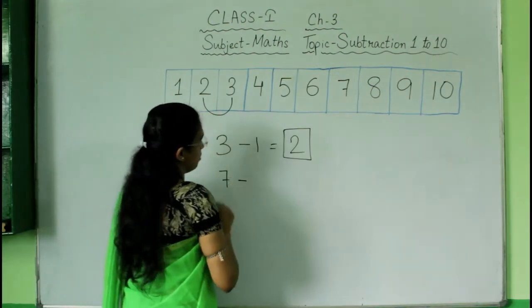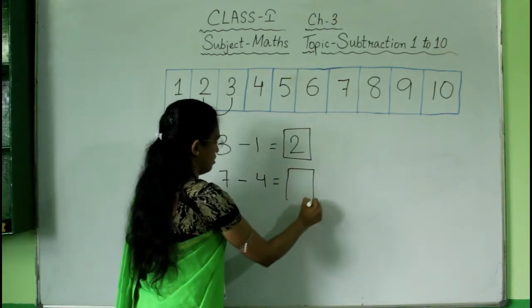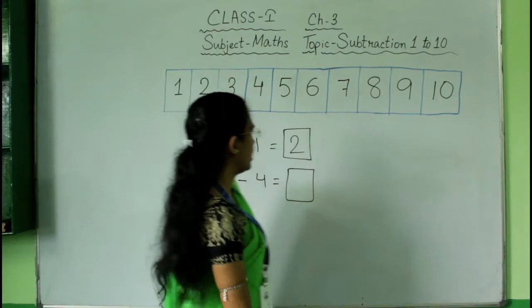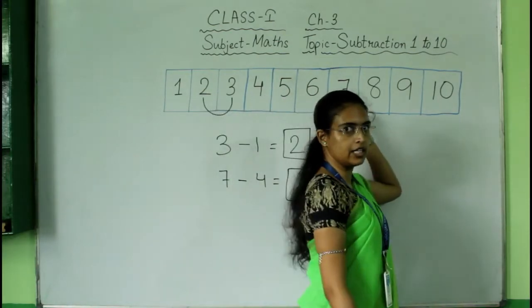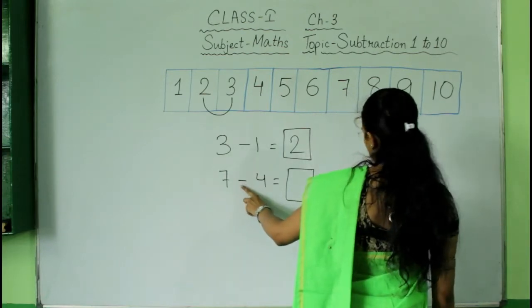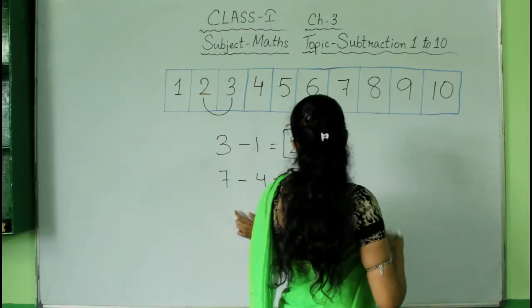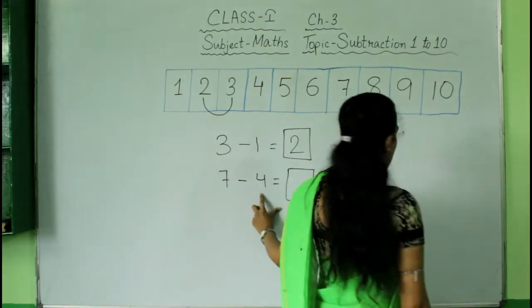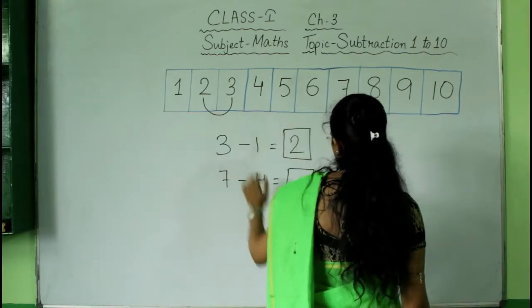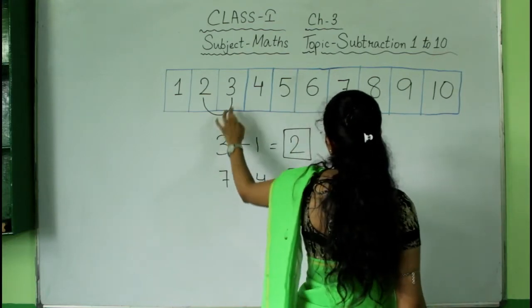Now I will give you another example. 7 minus 4. Now what we have to do? We have to subtract. So I will go forward. No, I will go backward. So how many back steps I have to take? 4. So I have to take 4 back steps. Okay. From 7 I have to take 4 back steps. So now I am standing here.